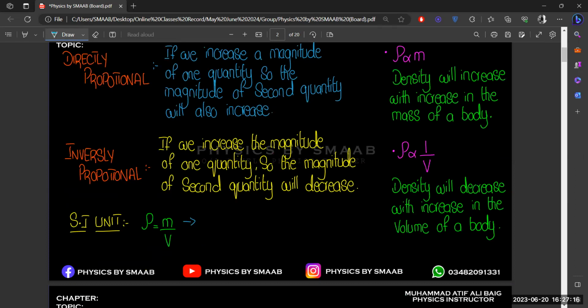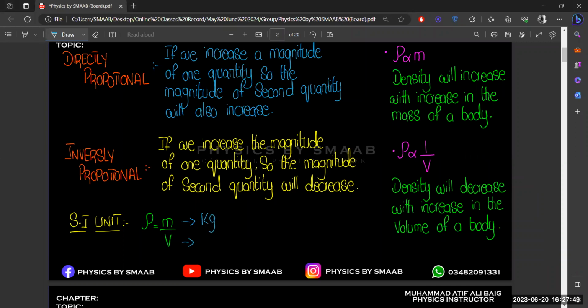Newton? No, no. Wait. You need to write the SI unit. There are two different things. One is symbol and one is the SI unit. So the symbol is M and the SI unit for mass is kg or gram? Kg. So basically kg is the SI unit for mass.